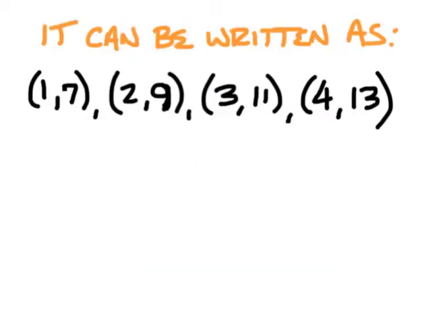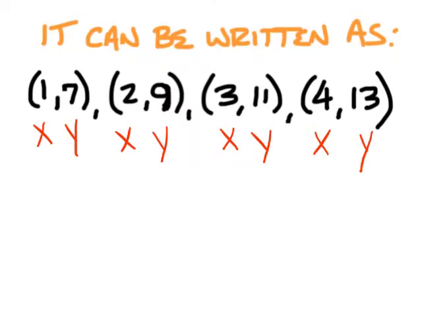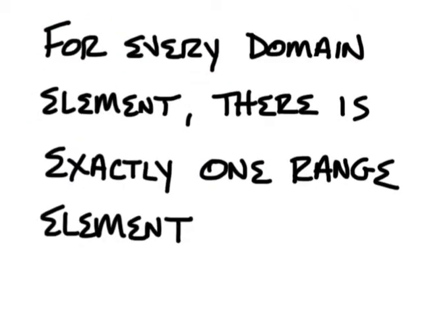So everything that we just came out with is an ordered pair. I put in an x value of 1, I got back a y of 7. X was 2, so y was 9. X was 3, so y was 11. And x was 4, and y was 13. Ordered pairs. For every domain element, there is exactly one range element.